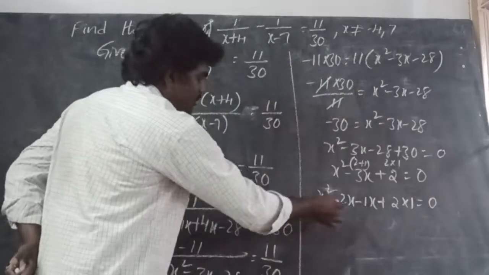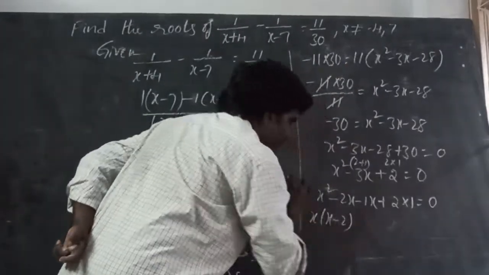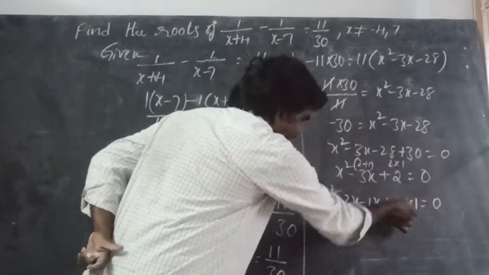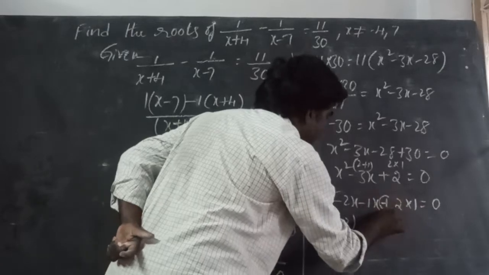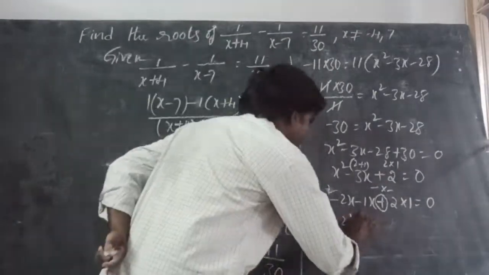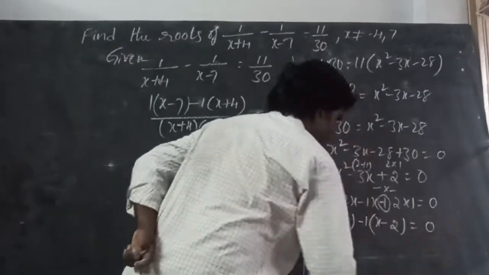to 0. So in these two terms, what is common? x of x minus 2. In these two, what is common? Minus 1. So when you take the minus 1, how can you write this? Minus into minus. So minus 1 is taken outside, what is remaining? x minus 2 is equal to 0.